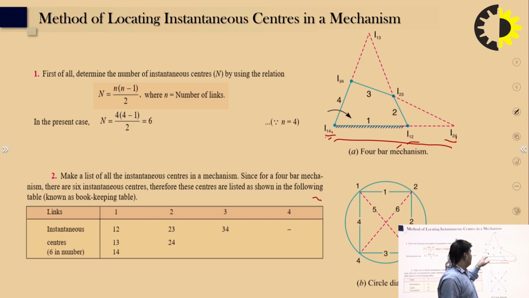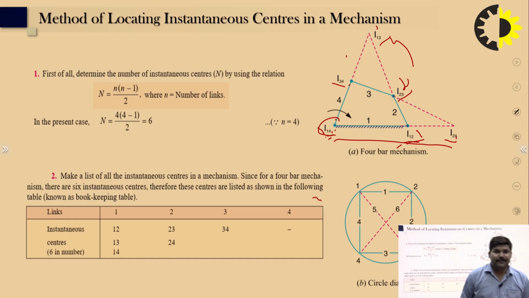You can see here 1 4, 3 4 and 1 3. So 1 4 is link 1 and link 4, 3 4 is link 3 and link 4, and 1 3 is link 1 and link 3. So 3 links are there. Then 1 2, 2 3 and 1 3, so link number 1, link number 2, link number 3. So all 3 links lie in a straight line.